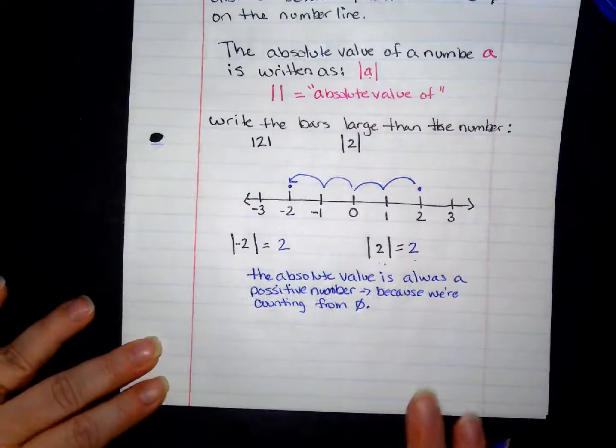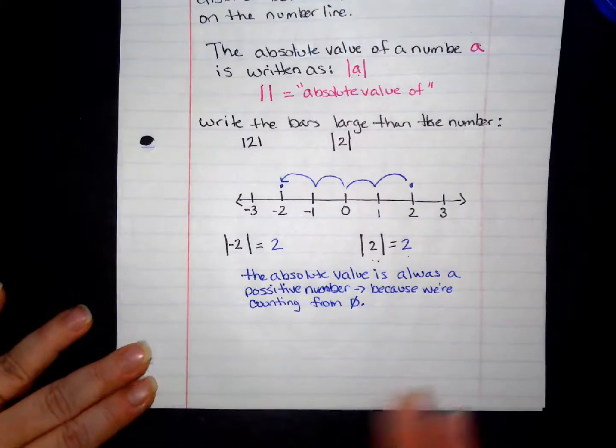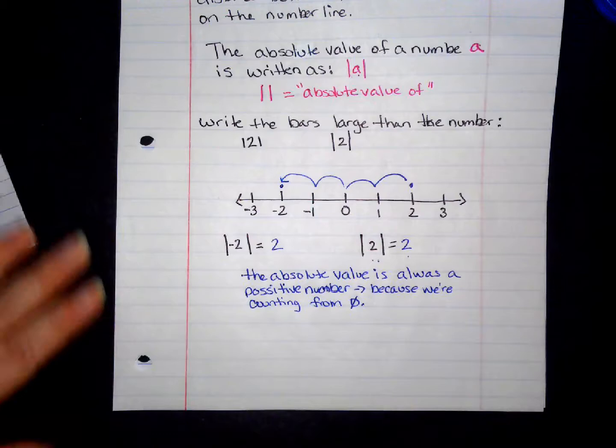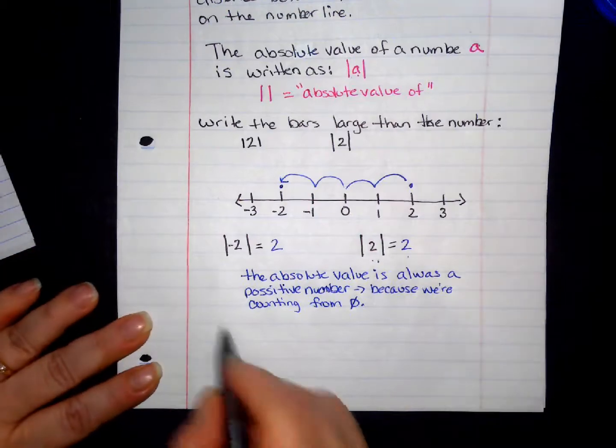Okay, so the absolute value is always a positive number because we're counting from 0. All right, so now let's take a look at an example. So example 1.